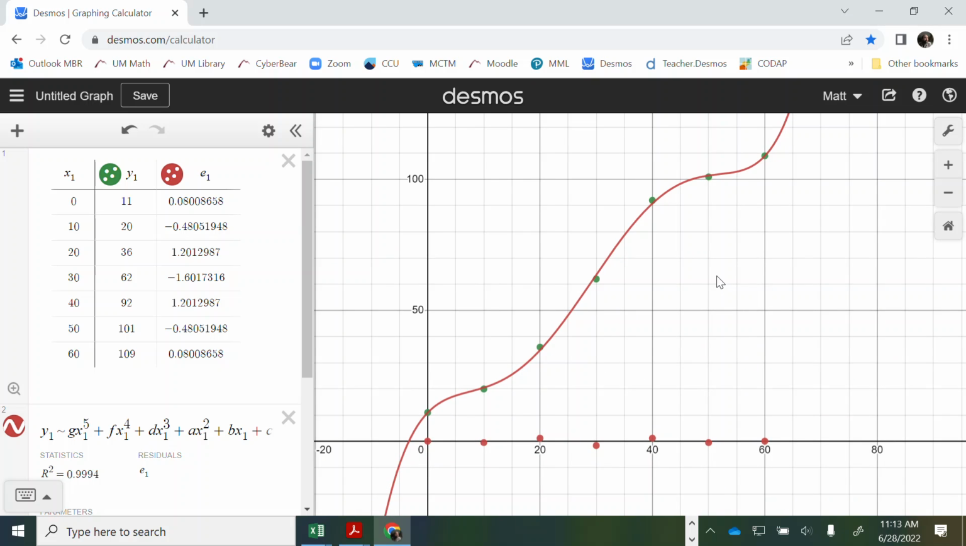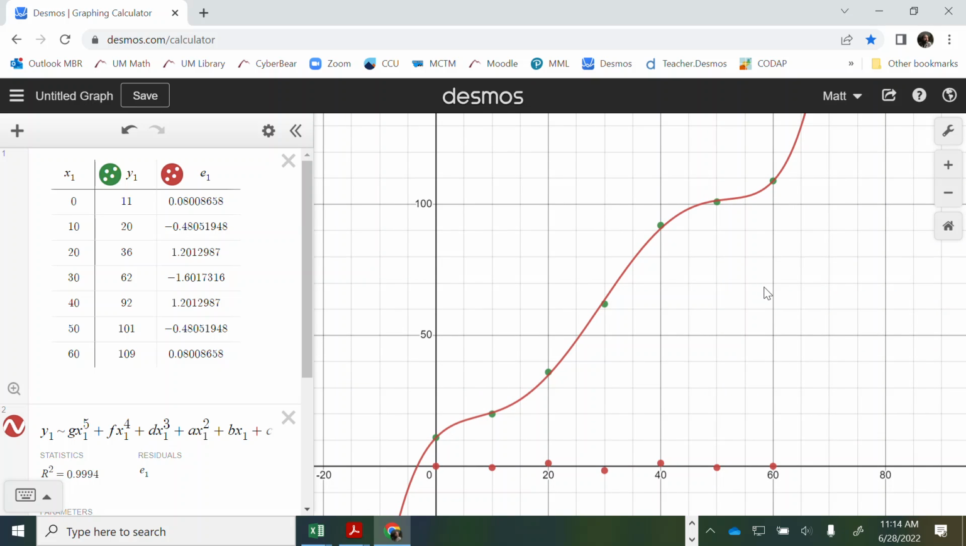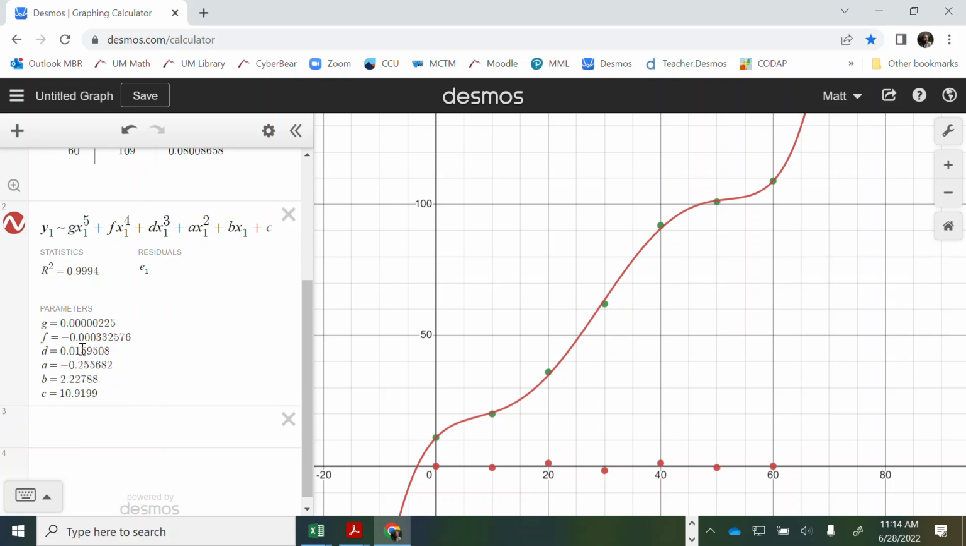Anyway, this would be the model that I would probably use. So I would copy down the 1, 2, 3, 4, 5, 6 parameters of my model, which are right here, and make that into my polynomial model, which I could then find a derivative of pretty easily, and a second derivative as well.